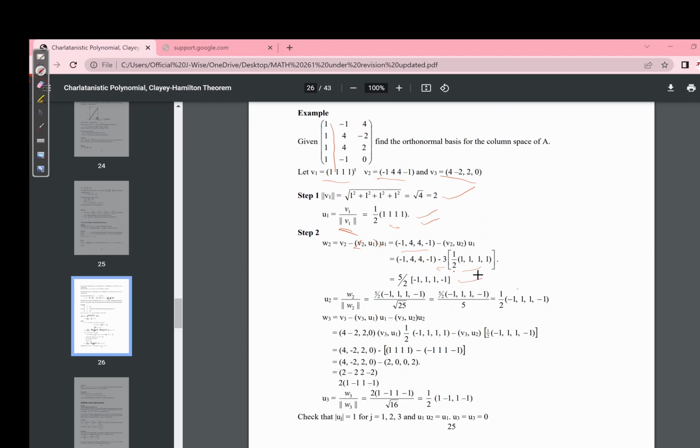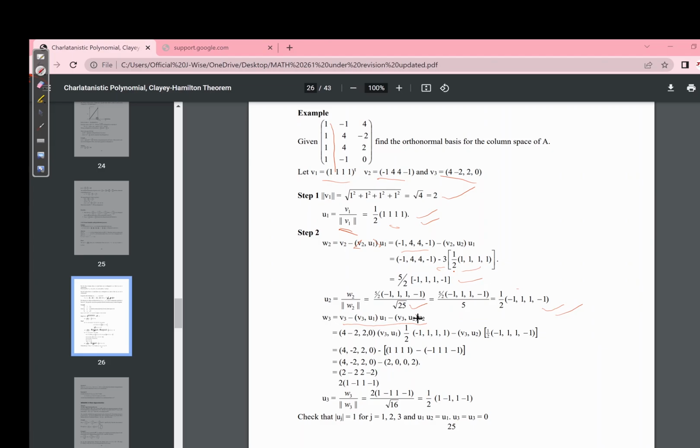Then you divide W2 by its norm. The norm of W2 is the square root of 25. So you divide W2 by the square root of 25 and simplify. With the simplification, you get half multiplied by negative 1, 1, 1, negative 1. That's U2. The next thing is to solve for U3. Before you solve for U3, you need W3, and W3 is given by V3 minus the inner product of V3 and U1 times U1, minus the inner product of V3 and U2 times U2.